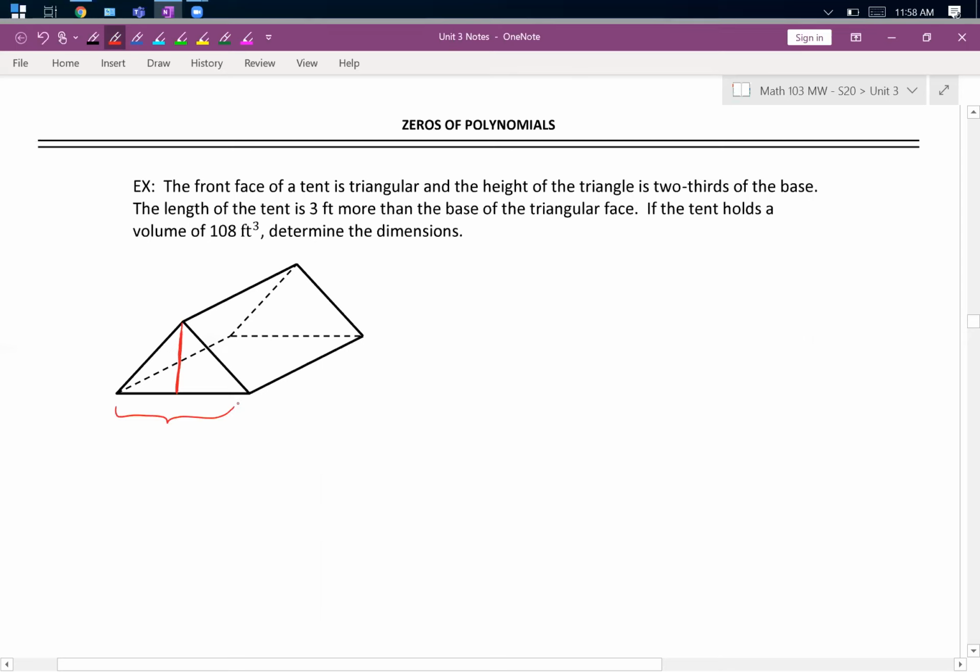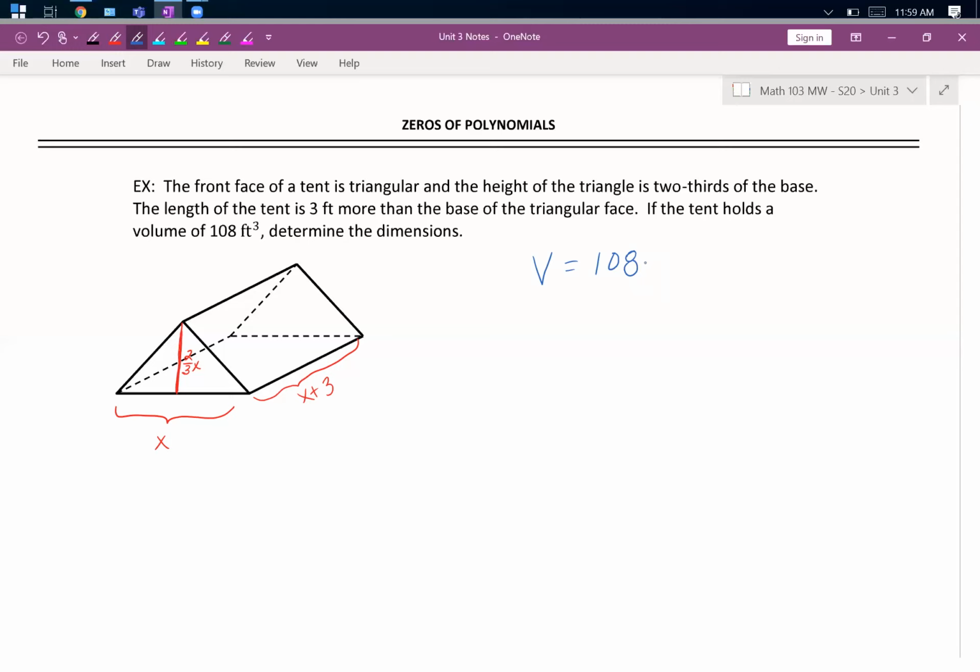Our base is unknown, so we'll call this x, and then the height is 2/3 the base, so 2/3 x. And then lastly, the length of the tent is 3 more than the base of the triangular face, so x plus 3. They give us the volume of the tent. The volume is equal to 108 cubic feet. But now we have to figure out what the equation is for the volume of this tent.